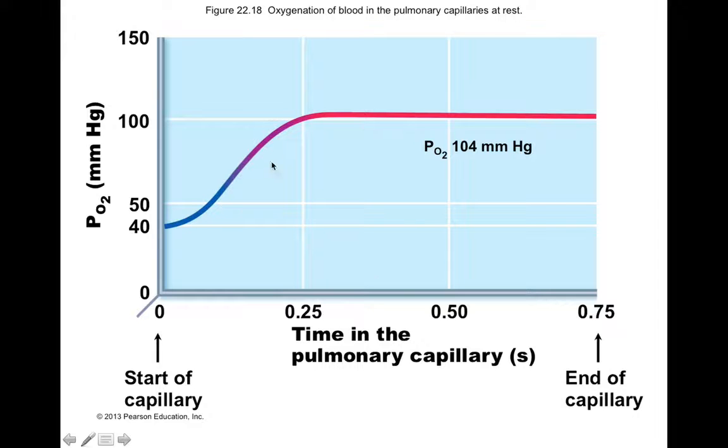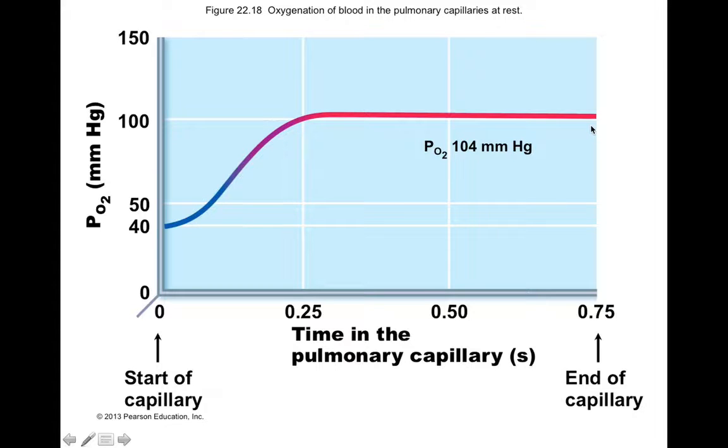But the reason why it oxygenates so quickly is the diffusion membrane is thin. Remember we said that diffusion distance is inversely proportional to rate. So if our diffusion membrane is thin, then oxygen gets diffused into the bloodstream very quickly. If you increase that diffusion membrane, or respiratory membrane, if you increase the thickness of that membrane, it would take longer for oxygen to diffuse into blood. So the slope of this line would be less steep. It would be more gradual. And it might take you almost a full second to oxygenate your blood.